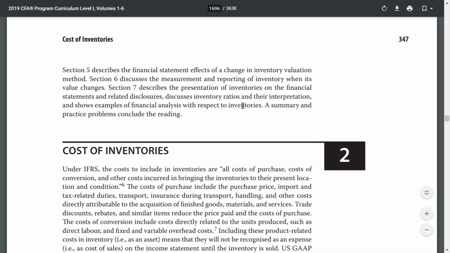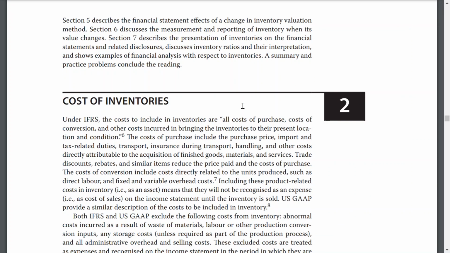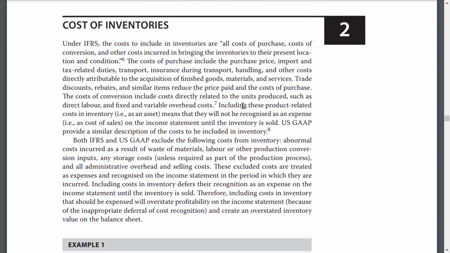Cost of inventory under IFRS: the cost of inventories includes all costs of purchase, costs of conversion, and other costs incurred in bringing the inventories to their present location and condition. The cost of purchase includes the purchase price, import and tax related duties, transport, insurance during transport, handling, and other costs directly attributable to the acquisition of finished goods, materials and services. Trade discounts, rebates, and similar items reduce the cost of purchase. The cost of conversion includes costs directly related to the units of production.